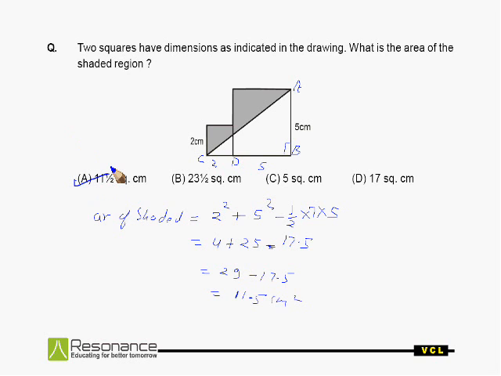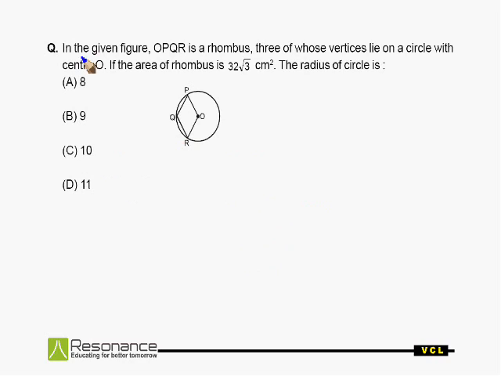Now we move to the next question. In the given figure, OPQR is a rhombus, 3 of whose vertices lie on a circle with center O. If the area of the rhombus is 32 root 3 centimeter square, then the radius of the circle is.